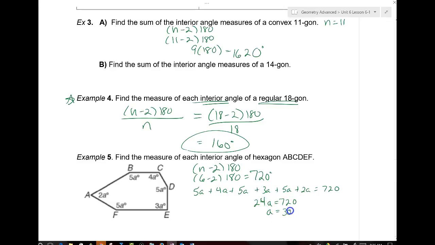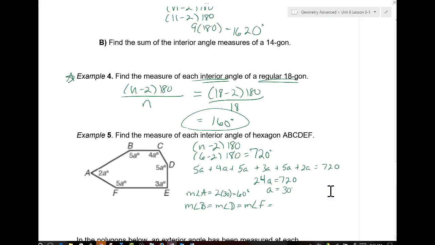Yep, 30 degrees. Awesome. All right, now I have to plug and chug it in. Let's plug and chug and see if we can keep this as easy on ourselves as possible. The measure of angle A, is that just 2 times 30, so that's 60? Are B, D, and F all the same thing? Here is how I'm going to make sure I get all those answered. Let's say they're all equal, and just go 5 times 30, which is 150 degrees.